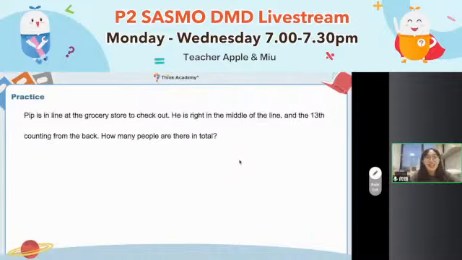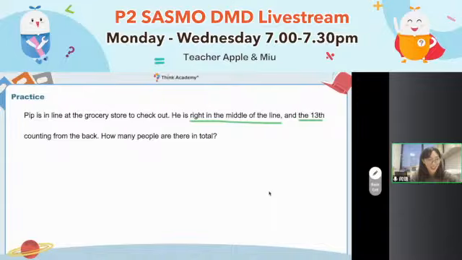Okay, next one. This one is a bit tricky. Again, let's read the question. Pip is in line at the grocery store to check out. He is right in the middle of the line. And the 13th, counting from the back. How many people are there in total? Okay, I give you maybe 40 seconds to think about it. He is right in the middle of the line. So think about it. How many people are there on the left? How many people are there on the right? Try it. How many?